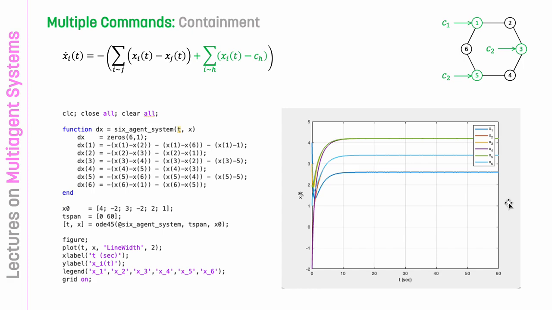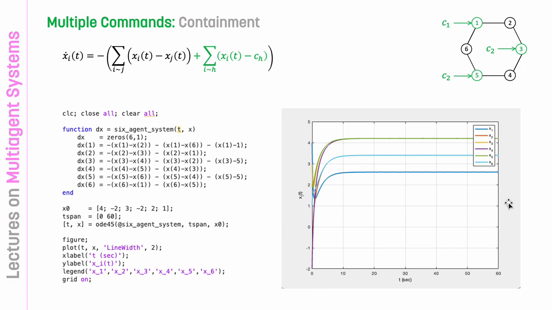But with actual formation design, in the previous videos, we saw that we can more precisely control which agent should be how close to the other agents. So we can more precisely assign formations using other methods rather than containment.